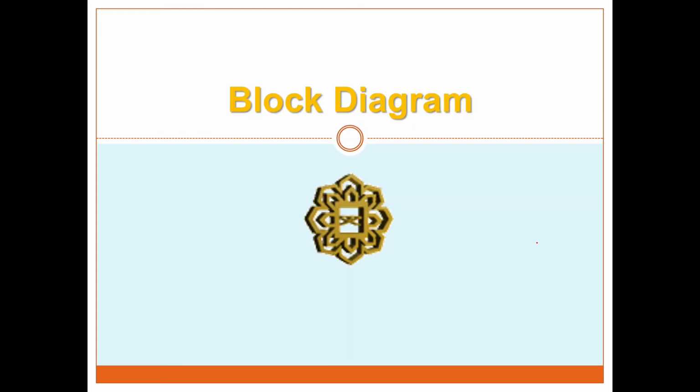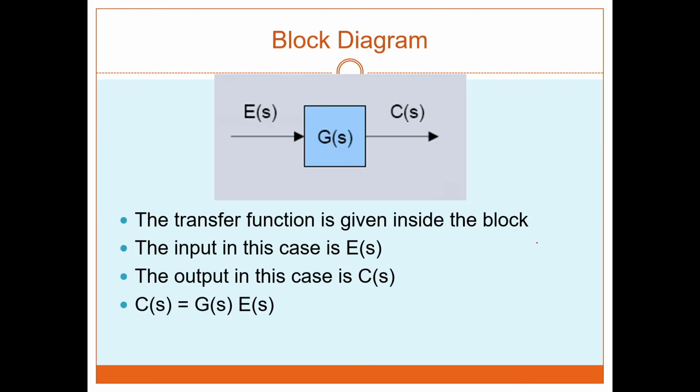Okay, the next one we learn about is the block diagram in transfer functions. If you were given this kind of block diagram, that means this is the transfer function. This is the input and also the output. So the output will be equivalent to the system response multiplied by the input.